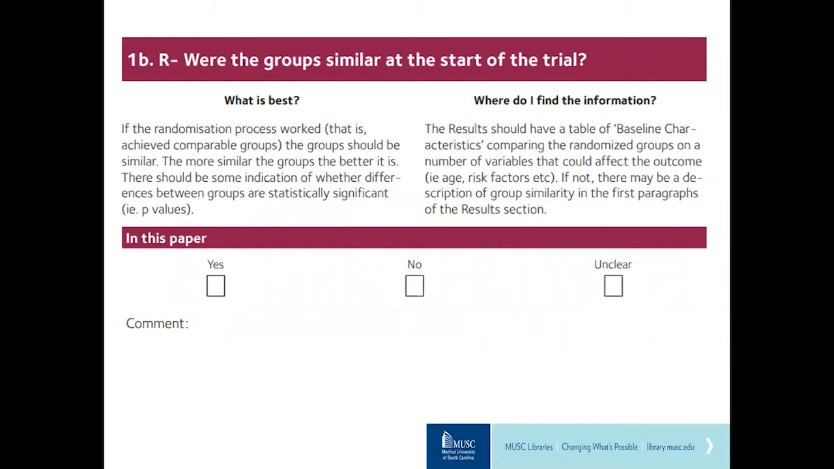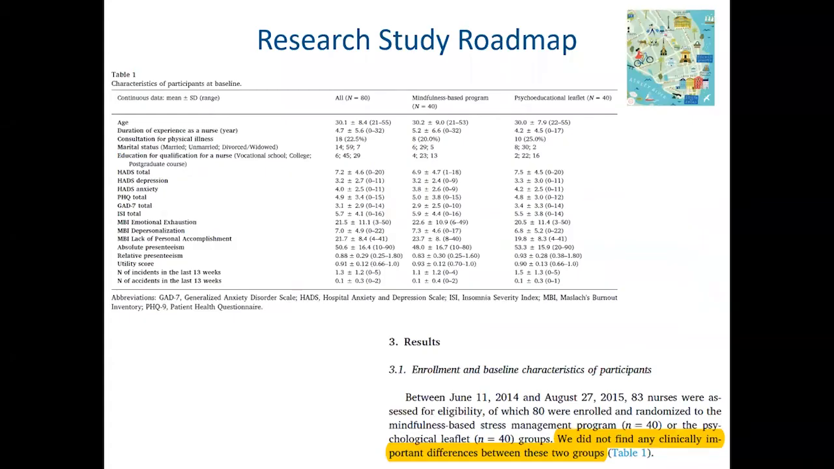The next question in the RCT critical appraisal tool is, were the groups similar at the start of the trial? So next we want to look at the similarity between these two groups at baseline. In an RCT, one of the landmarks within the research study roadmap is Table 1, which gives you the characteristics of patients at baseline for overall, as well as for each arm of the trial.